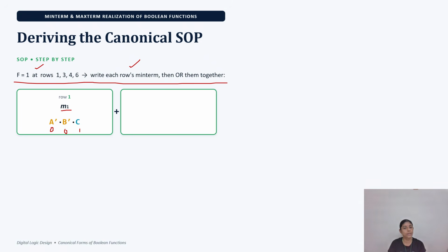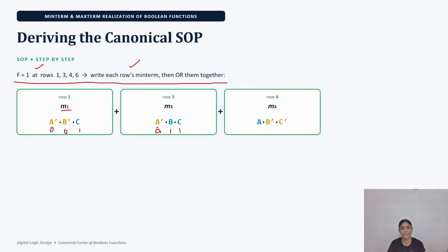What is your second one? Row 2. Row 2 is M3, right? When will you get your M3? 0, 1, 1. So this is 0 complemented form, this is 1 and 1. Okay, M3. Next, it is row 4. That is M4. When will you get 4? 1, 0, 0. Right? Okay. What is the last term? M6. Row 6, which is M6. When will you get 6? 1, 1, 0. So 0 is a complemented form and 1 is an uncomplemented form.